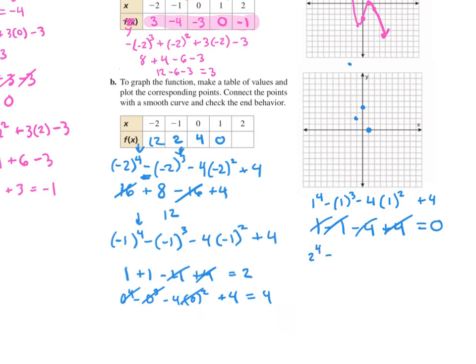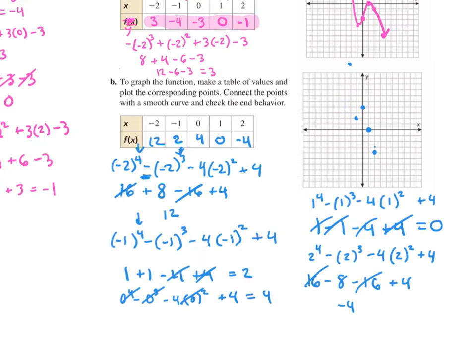So 2 to the 4th power minus 2 cubed minus 4 times 2 squared plus 4. 2 to the 4th power is 16. 2 cubed is 8. 2 squared is 4 times negative 4, negative 16 plus 4. So 16 and negative 16 cancel. Negative 8 plus 4 would be negative 4. So when we plug in 2, we go down 4. So we put a point right there.